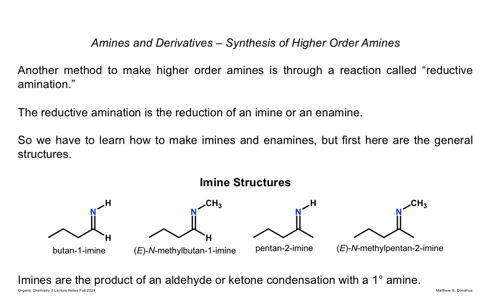What if you wanted to make a secondary or a tertiary amine? And again, we want to make that specific molecule, not some derivative of it. So overall, what we're aiming to learn here in making higher order, so secondary or tertiary amines, is a process called reductive amination. And the key intermediate in that process is either the imine or the enamine. So we'll walk through imine structures first.